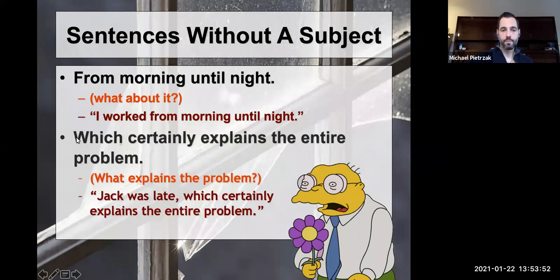Another sentence that's a fragment: "which certainly explains the entire problem." If that came out of the blue to you, you would not know what to do with that. Which explains the entire problem. What explains the problem? Here's a better way to do this. "Jack was late, which certainly explains the entire problem." Okay, great. Now we have a subject in both of these. Beautiful, we fixed it.